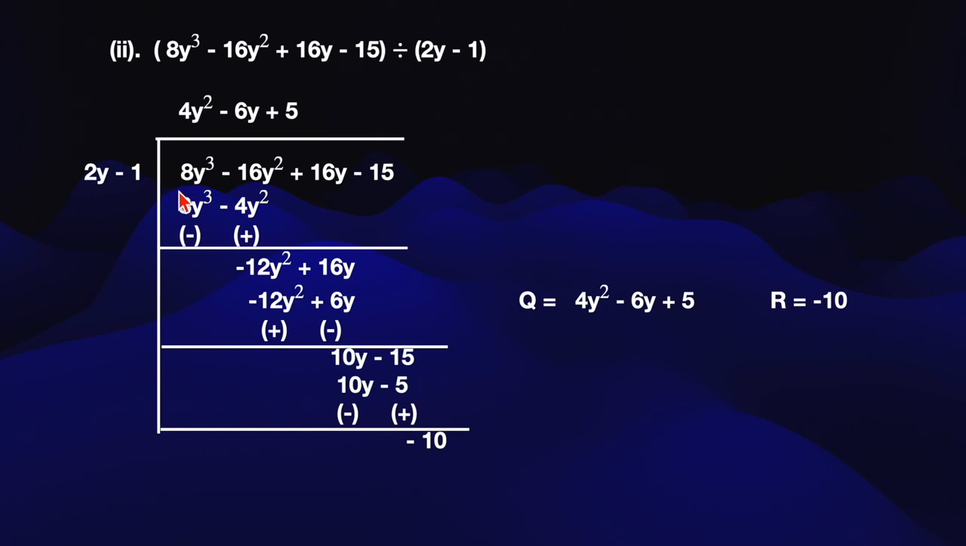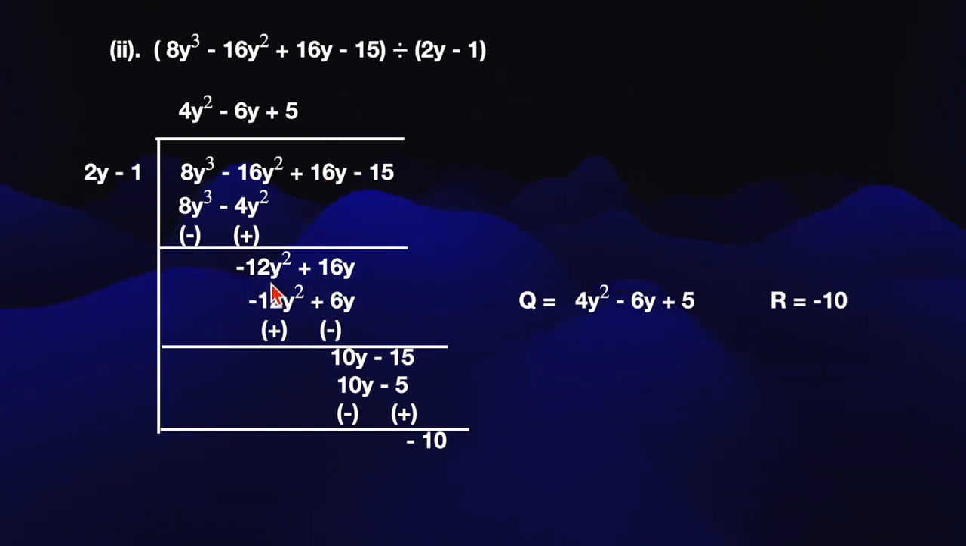Okay. Here we want both are plus, so I'm going to make this negative. Minus, this minus will also change to plus. So this will become 0. Minus 16y square plus 4y square is minus 12y square. Bring down the next term.